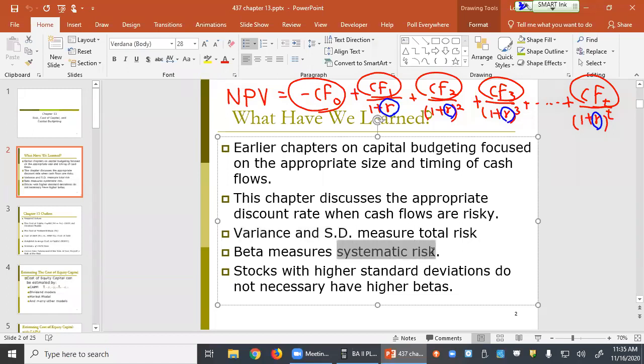Now, how do we measure systematic risk? We use beta, not just any beta, okay?